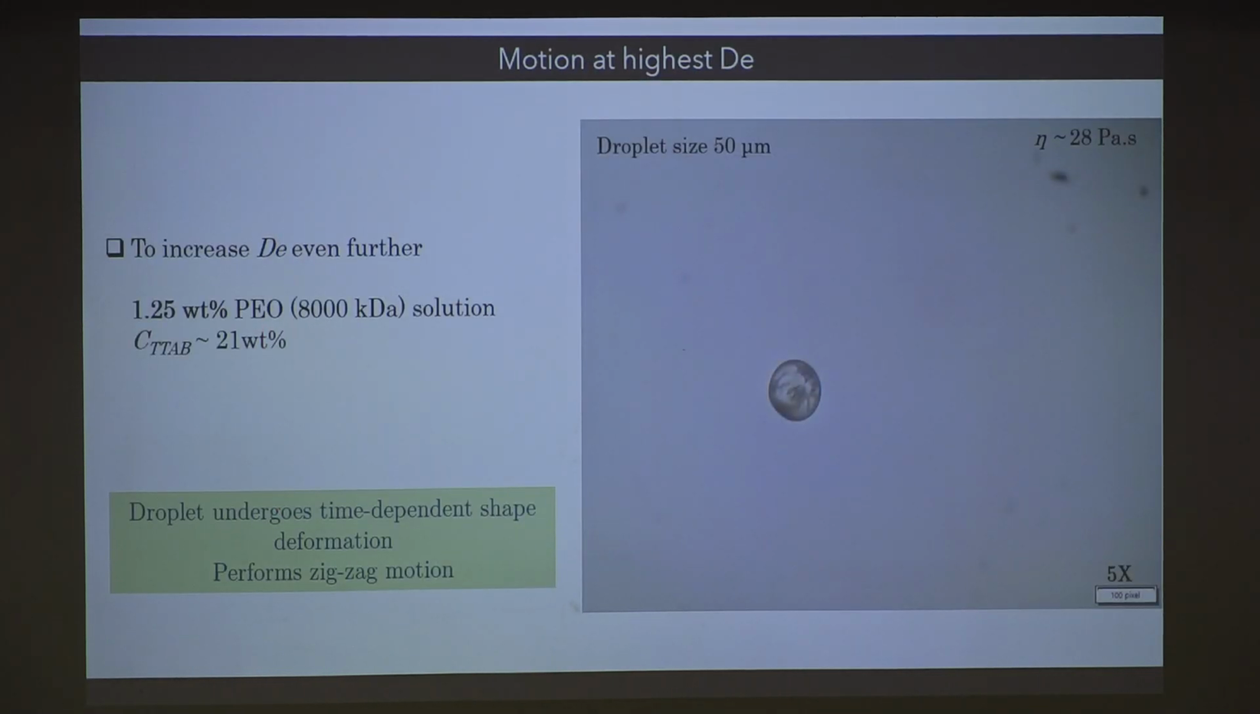Then we wanted to be even more courageous. We increased the polymer concentration further, with the goal of increasing the Deborah number even further, and then we observed something very dramatic. The droplets get deformed quite dramatically, and they also perform a periodic random zigzag motion. Right? So now these droplets are no longer deformed from the rear end. They have all sorts of different deformations going on, and they also perform a random zigzag motion.